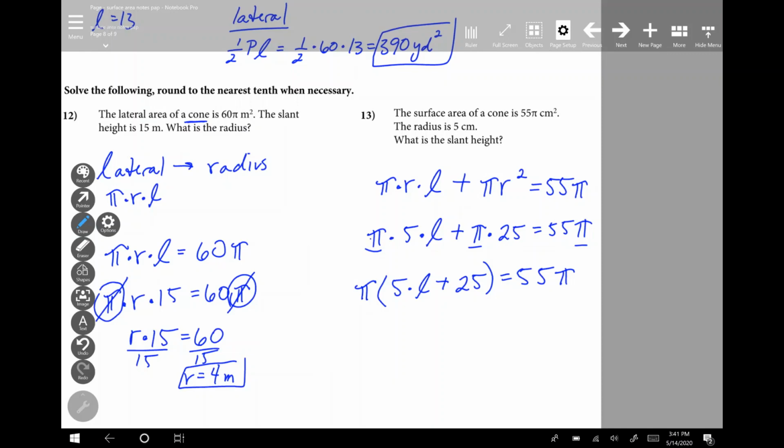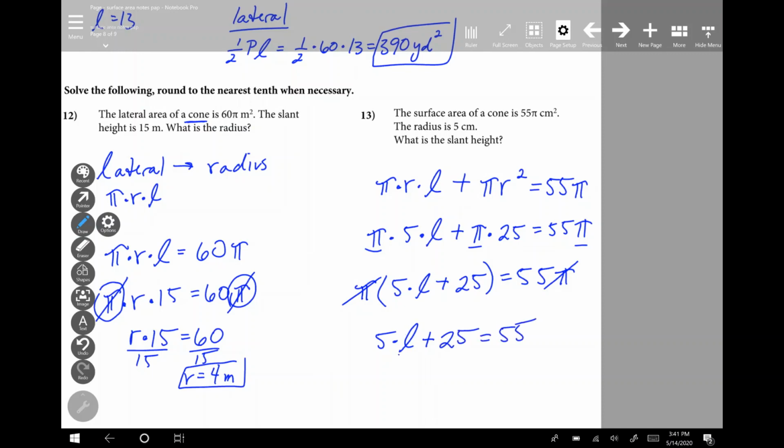So instead of multiplying pi into everything, I've brought it out, okay? If you multiplied this pi back in here, you'd still end up with the same thing. Essentially I'm just saying I have pi over here, pi over there. Guess what? They can cancel. You're gonna love it when things cancel. So now I have 5 times L plus 25, and that's equal to 55.